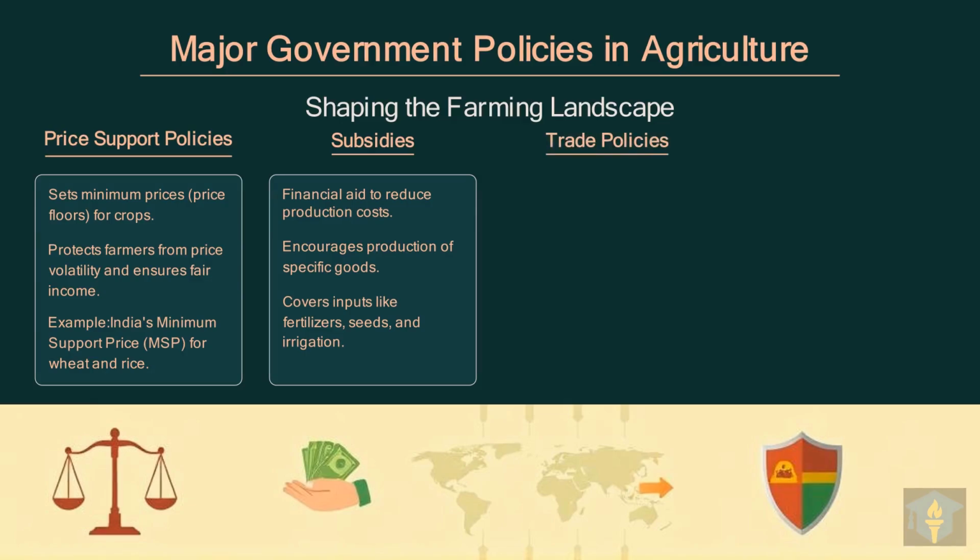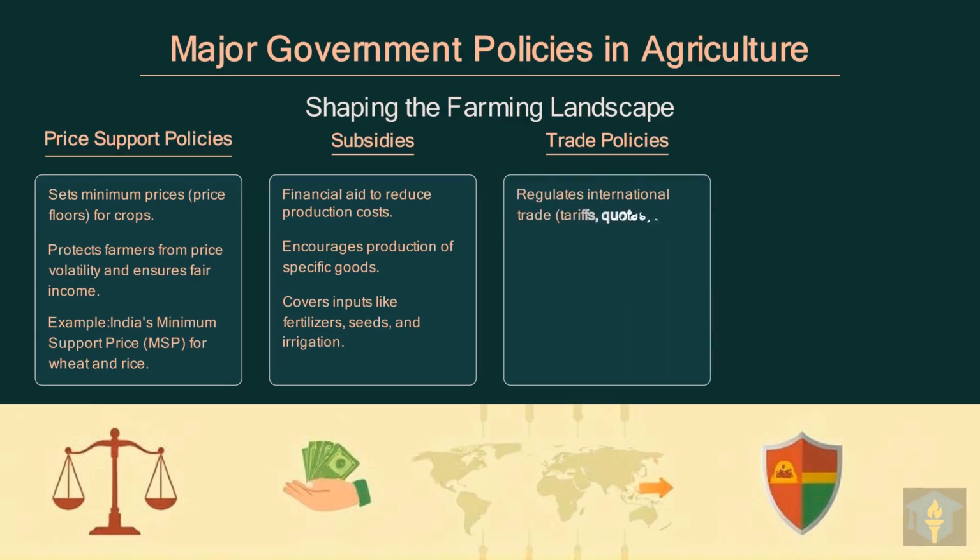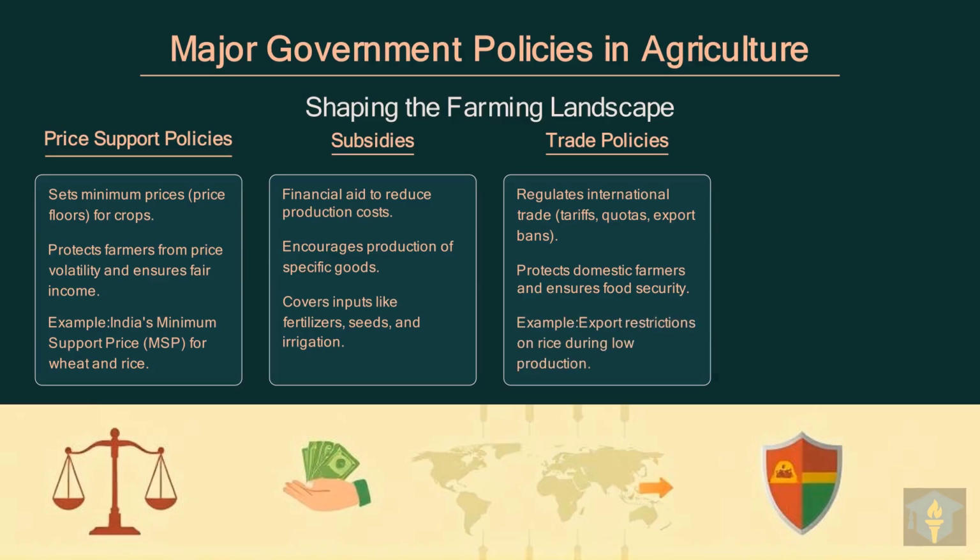Trade policies regulate how agricultural products move across international borders. These policies regulate international trade through tariffs, quotas, and export restrictions. They protect domestic farmers while ensuring national food security needs are met. For example, countries may impose export restrictions on rice during low production periods.